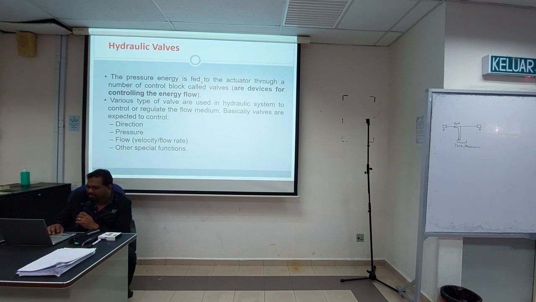Okay, dia melalui valve. Various types of valves are used in a hydraulic system to control or regulate the flow medium. So basically kita nak control the direction of the flow of the hydraulic oil. We want to control the pressure, we want to control the flow, meaning the velocity ataupun flow rate. So kita nak kawal dia. Nak lagi banyak ke lagi sikit ke. So we use this valve.